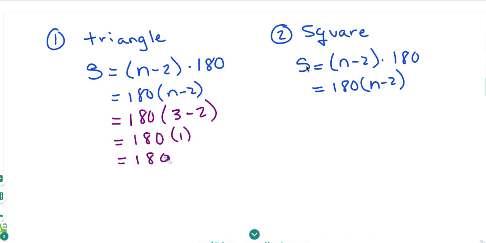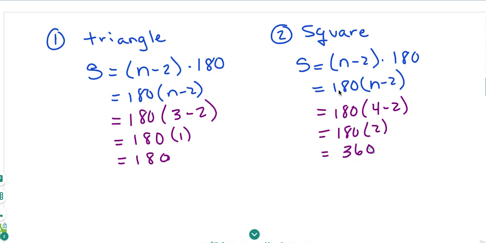Again, the sum is equal to n minus 2 times 180. Commutative property allows me to move the 180 to the front. 180 times 4 minus 2, there are 4 sides in a square. So 180 times 2 is going to give us 360. So the sum of all the angles of a square is going to equal 360.